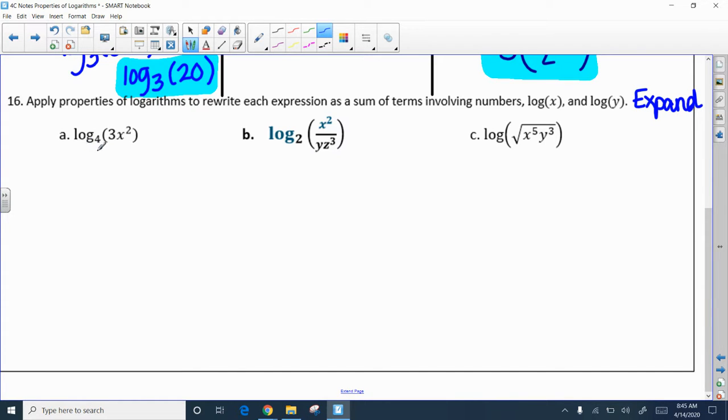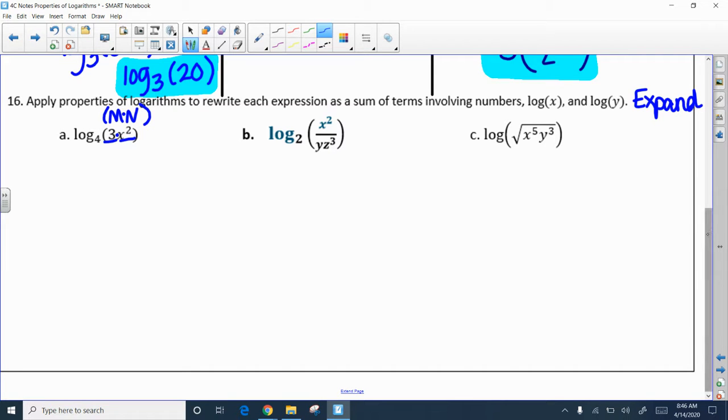So we have log base 4 of 3x squared. So this is actually two terms. The 3 is one term, and then the x squared is another. So this is in the form log base b of m times n. So when I rewrite this, that means the m is 3 and the n is x squared. So I'm going to rewrite it as two separate logarithms with a plus sign in between.